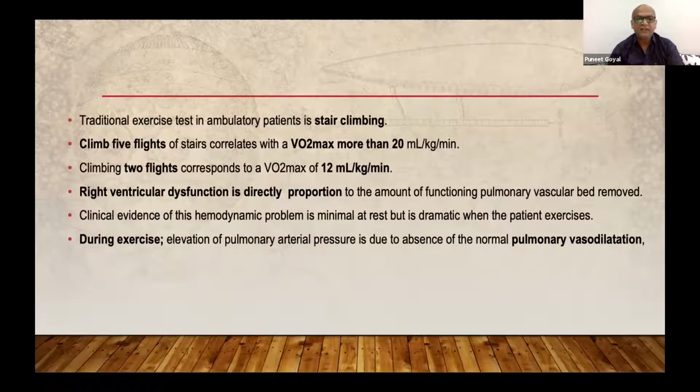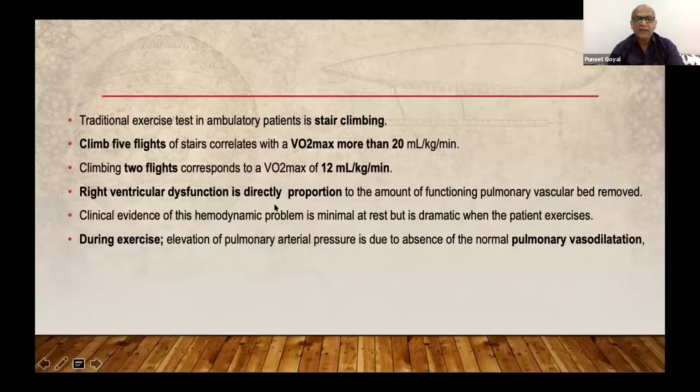Traditional exercise testing in the ambulatory patient is stair climbing. If the person is able to climb 5 flights of stairs, it correlates with a VO2 max of more than 20. So remember this: 5 flights of stairs, 20 ml per kg per minute. 2 flights of stairs corresponds to 12 ml per kg per minute.